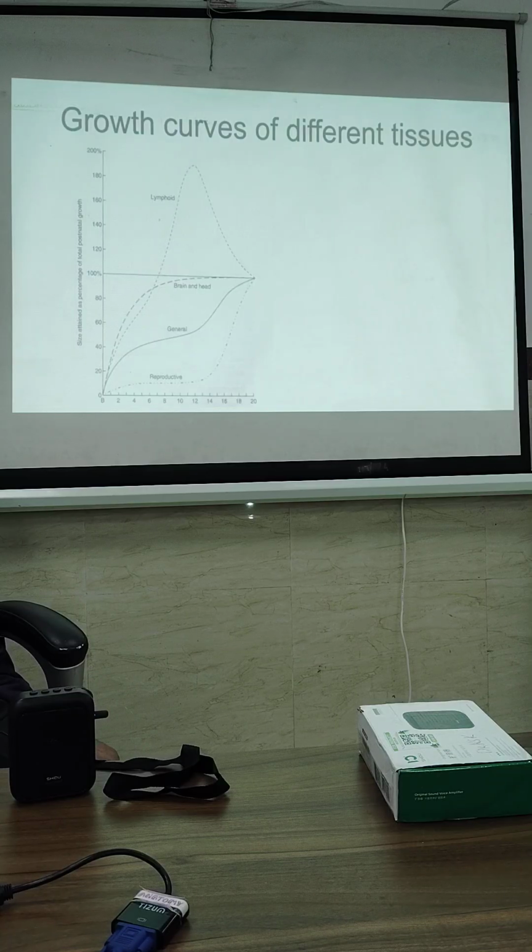And what I wanted you to notice is the brain and head. By 2 years of age it is almost completely developed. After that there are only minimal changes. Myelination continues. But the brain growth in size does not increase much more.